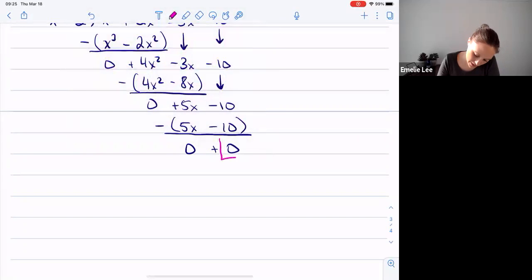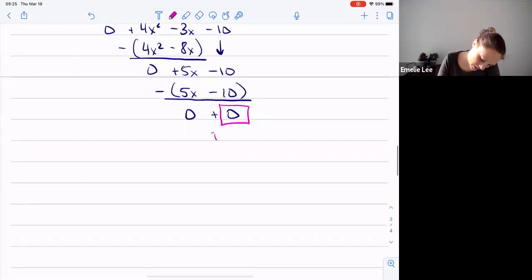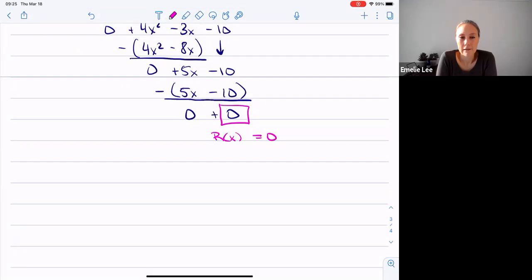So what I've found here is that r of x equals 0.